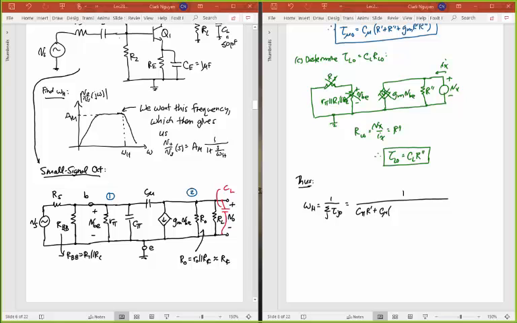Okay, but anyway, I've got C mu times, there it is up there, so R prime plus R double prime plus GM times R prime, R double prime. And then finally, I've got the amount associated with CL. That's CL times R double prime. So this ends up being my equation now for my high frequency cutoff.